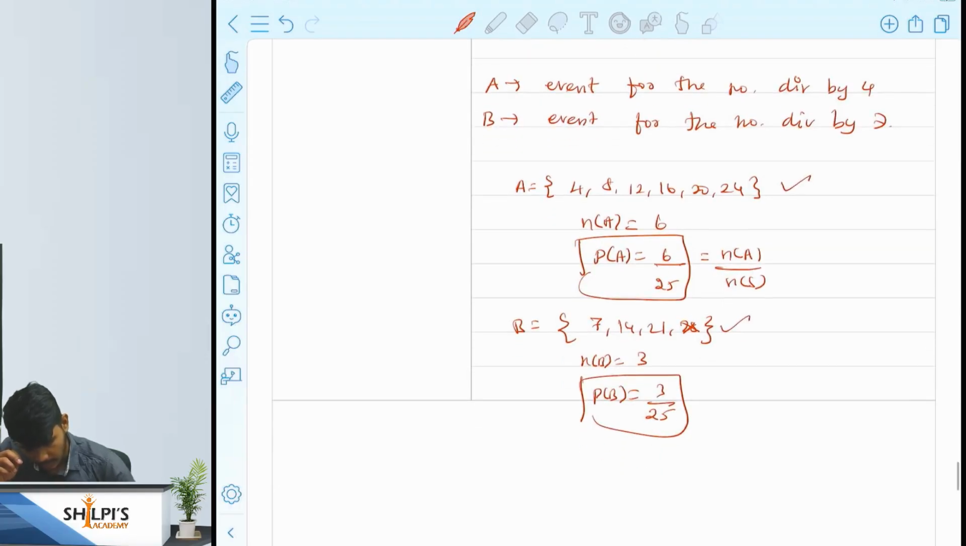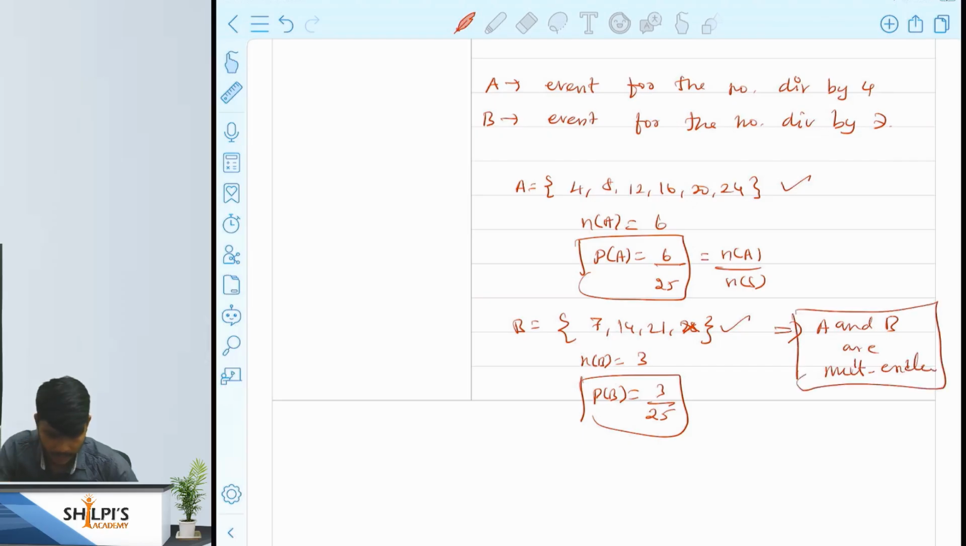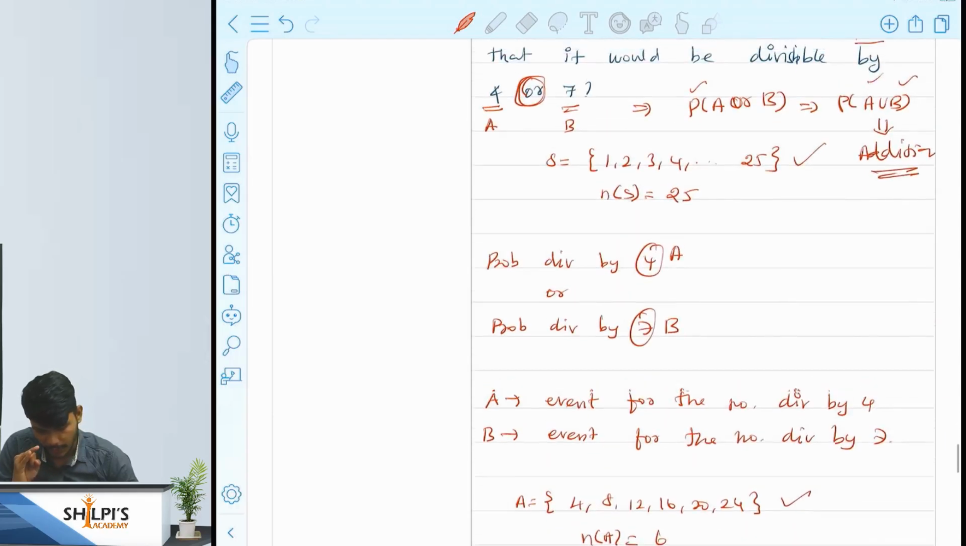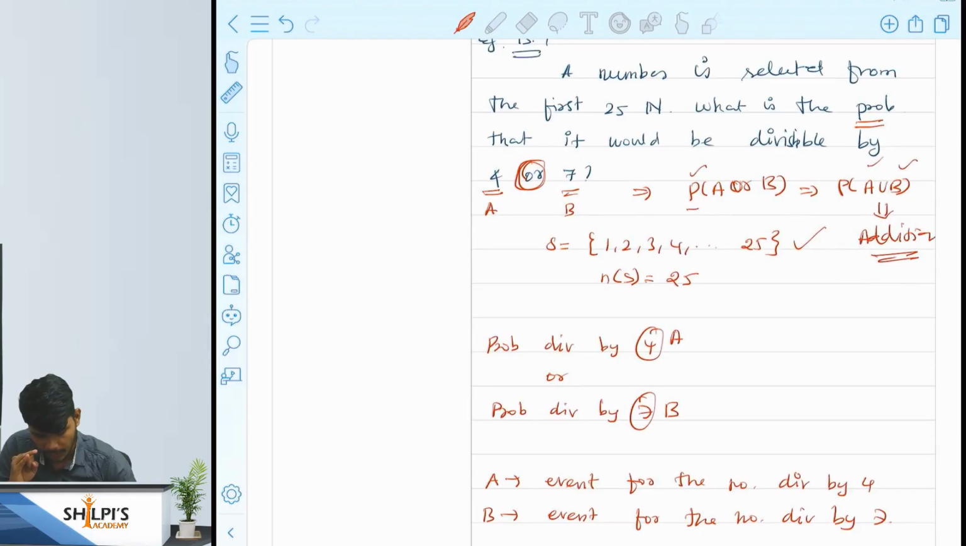So we can conclude that A and B are mutually exclusive events, since there is no common number between these two sets. So I have two events A and B that are mutually exclusive, and I want to find the probability for combining these two events, so I am going to use the addition theorem.